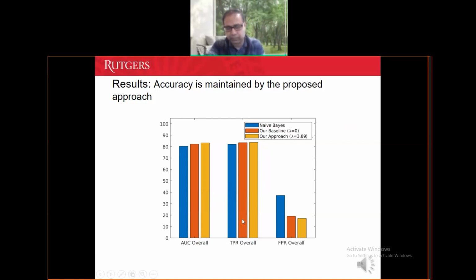So AUC and TPR you want as high as possible, and false positive rate you want as low as possible. Our approach at least didn't hurt the system. Compared to naive Bayes or naive fusion, where there's no role played by the notion of fairness, our approach, the one in yellow, gave comparable or even slightly better results.